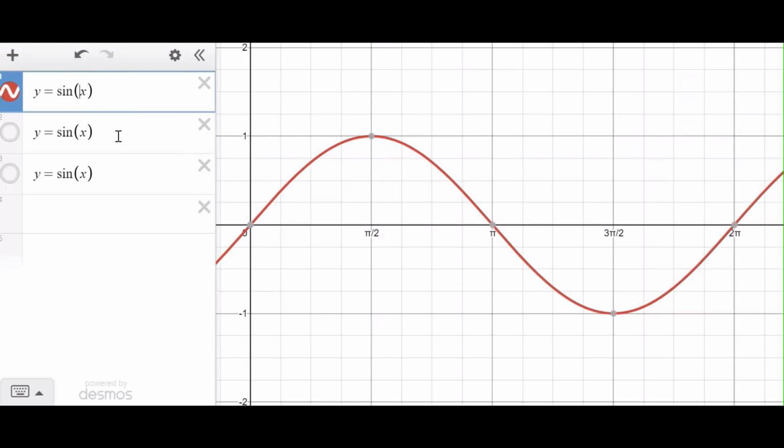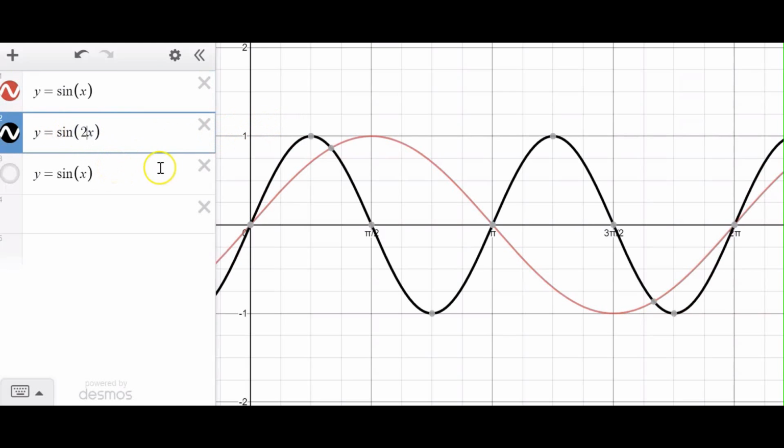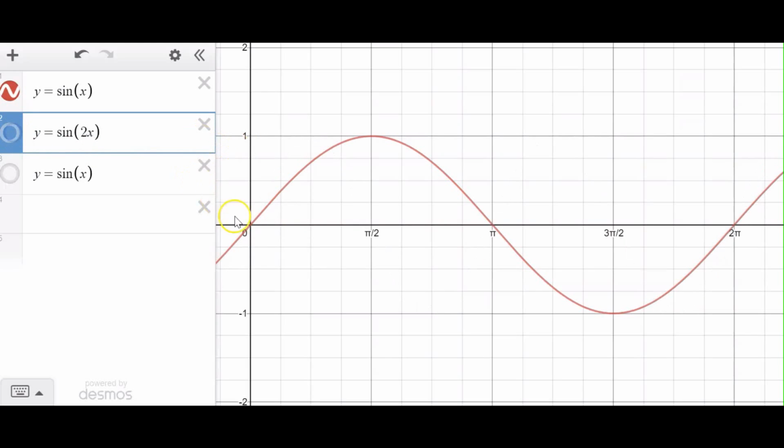Now, let's say that we gave it a frequency of 2. So I could put a 2 in here, and now we compare it to the original. Do you see what it does? It squishes the curve in. But specifically, let me show you what happens. The frequency is the number of times one full cycle of sine occurs between 0 and 2 pi. So here's 0, here's 2 pi.